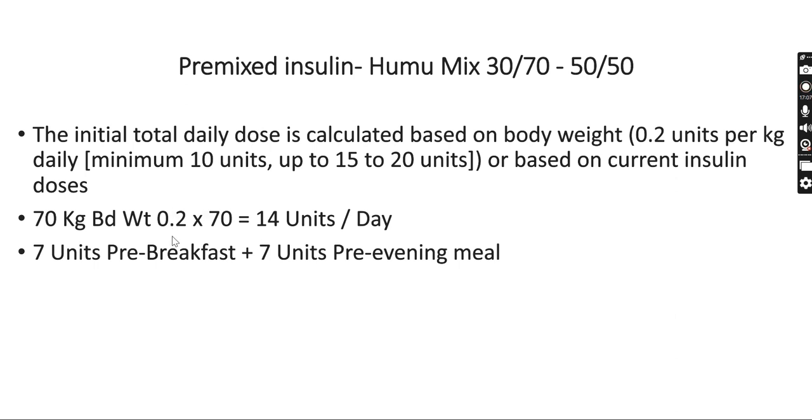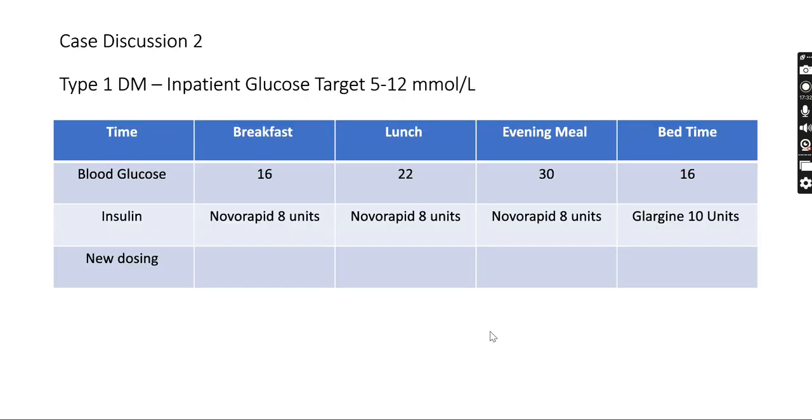If your patient is obese and highly insulin resistant, you may use 0.5, so it's going to be 36. You may use 18, 18, or a little lower dose in the pre-evening meal, let's say 24, 12, something like that, to prevent nocturnal hypoglycemia.